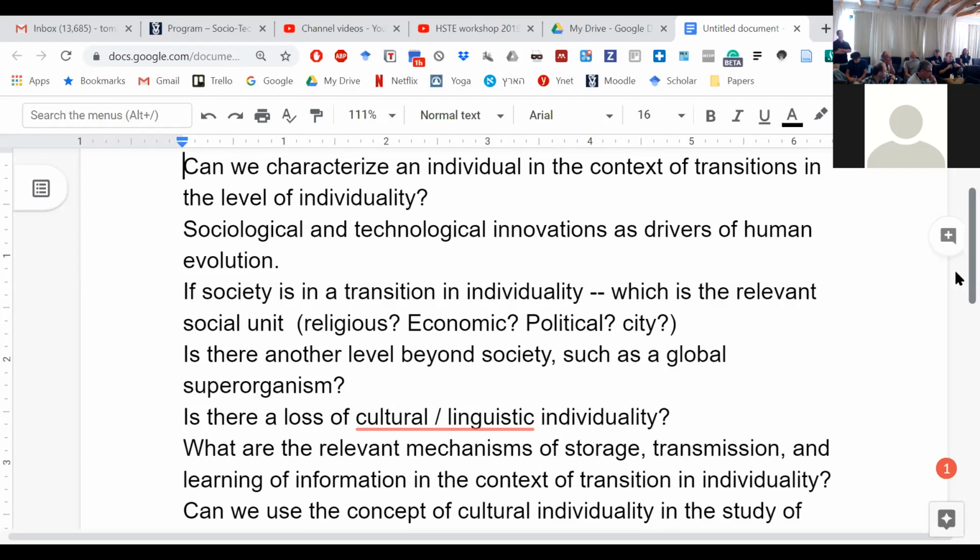Of course, for the human race, everything happened together. You have innovation, you have cultural transition, and you also have the question of whether we are becoming individuals, more social or less social.